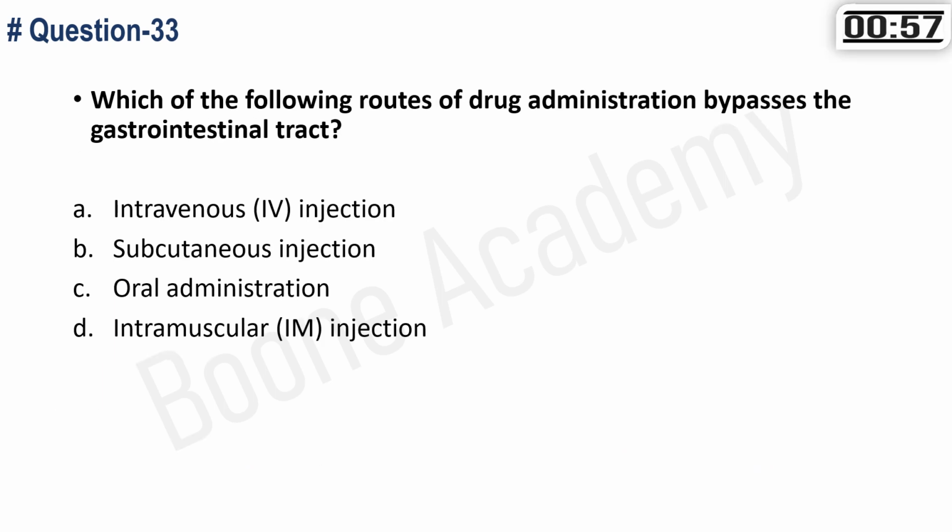Question 33. Which of the following routes of drug administration bypasses the gastrointestinal tract? A. Intravenous, IV injection. B. Subcutaneous injection. C. Oral administration. D. Intramuscular, IM injection. You have 1 minute to answer your question.